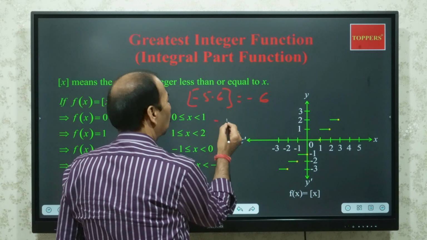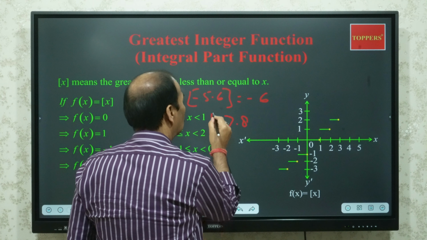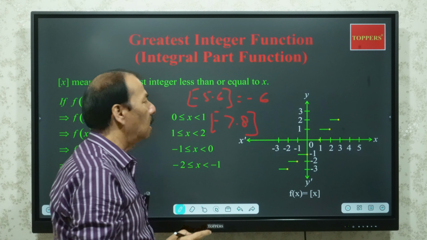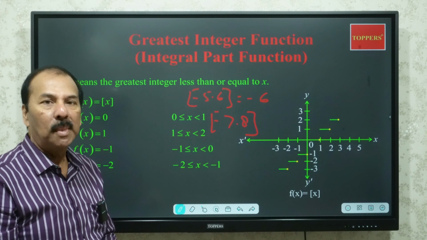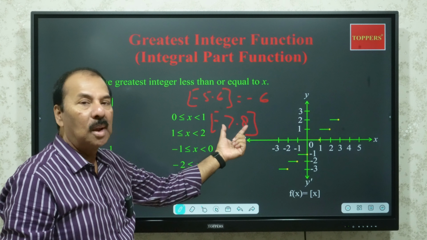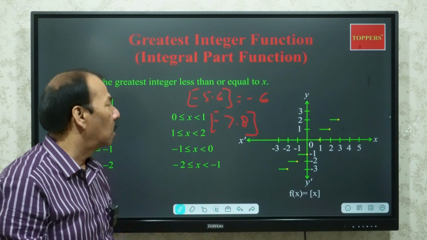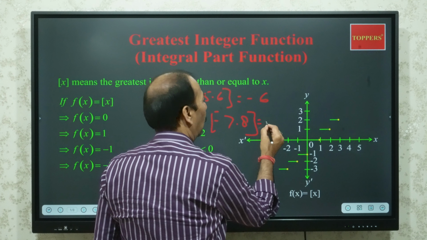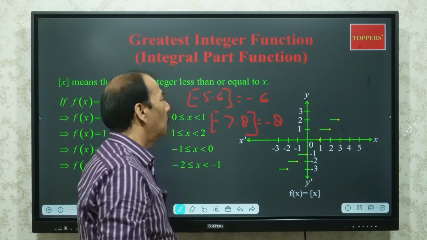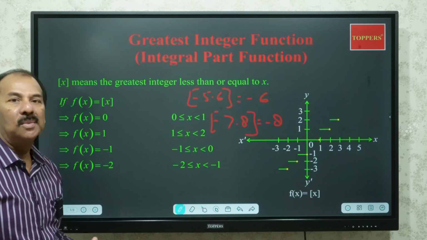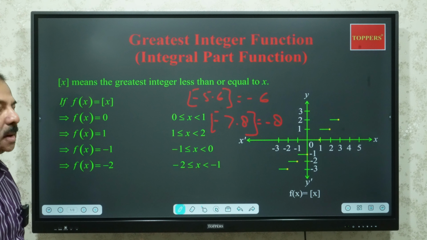Similarly, consider integral of minus 7.8. It is either minus 7 or minus 8. The integer which is nearest and less than or equal to minus 7.8 is minus 8. That way we can calculate the value whether it is on the positive side or the negative side.